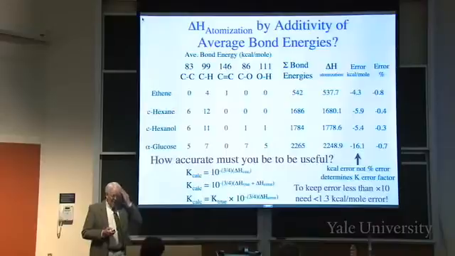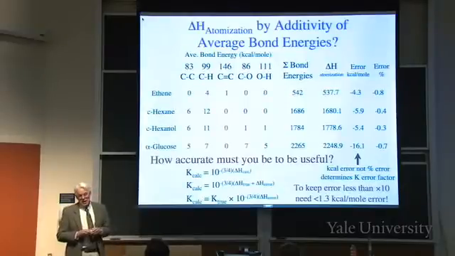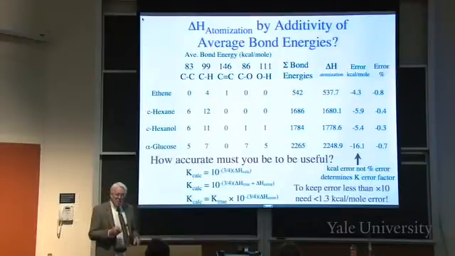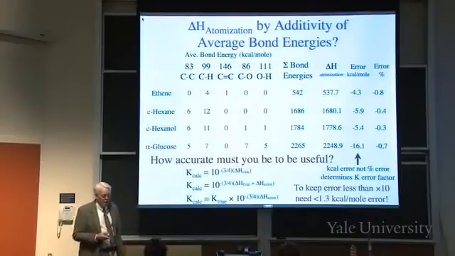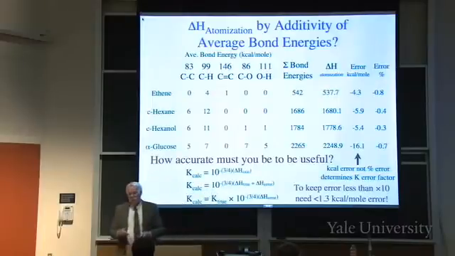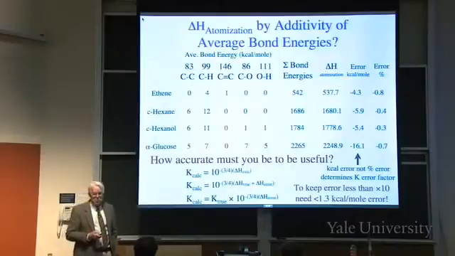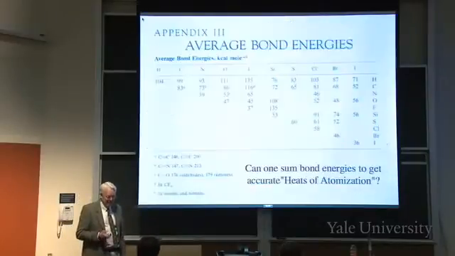So to keep the error less than a factor of 10 in the equilibrium constant, you need to know the energies within 1.3 kilocalories per mole, so that 3/4 of it will be 1, and that would mean you'd be within a factor of 10. Everybody with me on this? So you need to do even better than this. You can't use the average bond energies and get something very useful, because if you're off by 16 in the case of sugar, that means you're off by a factor of 10 to the 12th in predicting the equilibrium constant, which wouldn't be acceptable, probably. Okay?